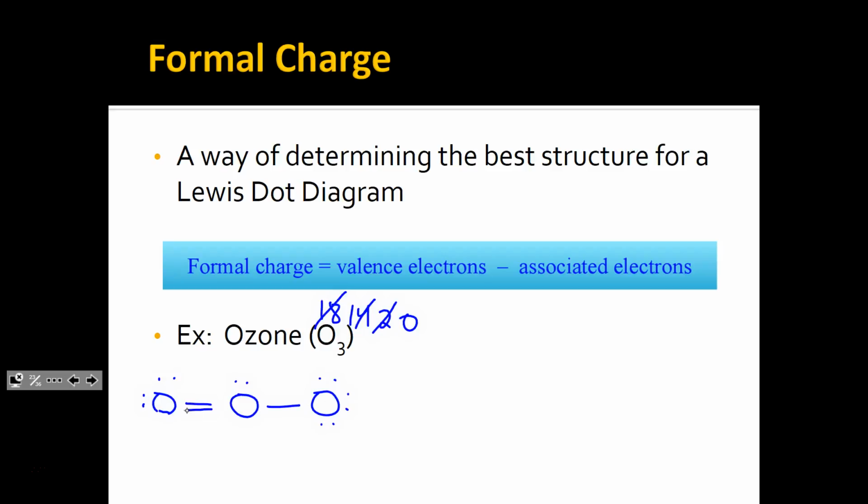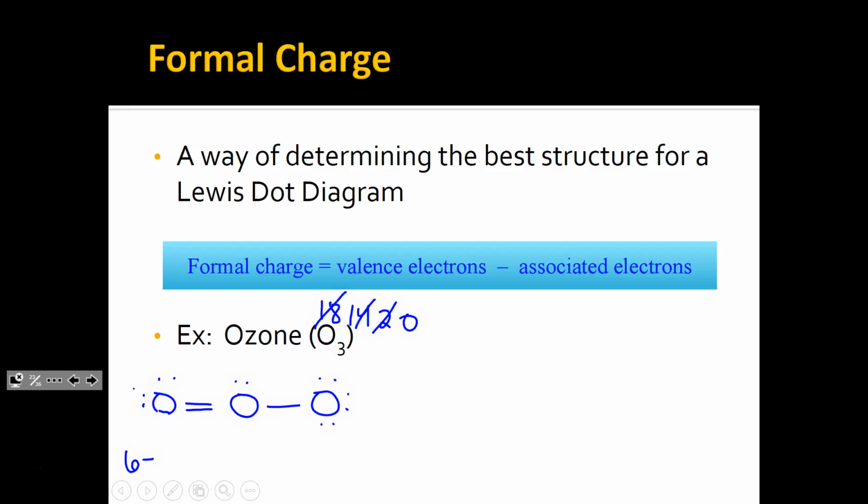Because now what we're going to do is determine what is the formal charge on each of those oxygens in that molecule. So here's what we're going to do. We're going to take the number of valence electrons and subtract from it the number of associated electrons. So let's do it for the first oxygen right here. Okay, how many valence electrons does oxygen have? And this is strictly just where it is on the periodic table. So how many valence electrons does oxygen have? 6. So I'm going to do 6 minus, now how many electrons are associated to this oxygen on the left?